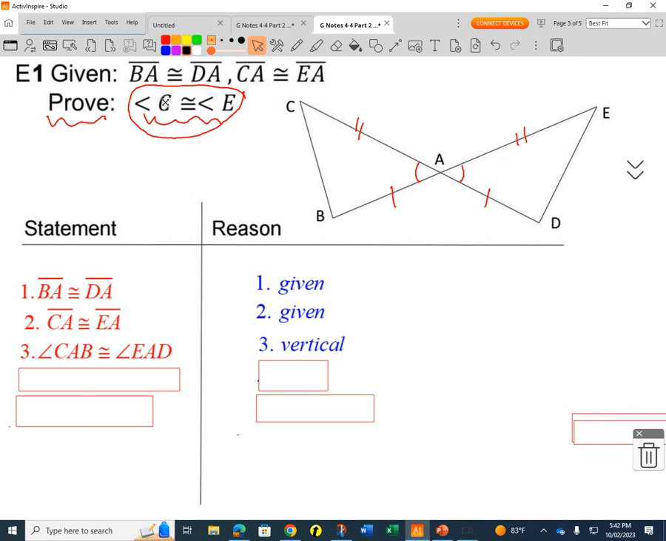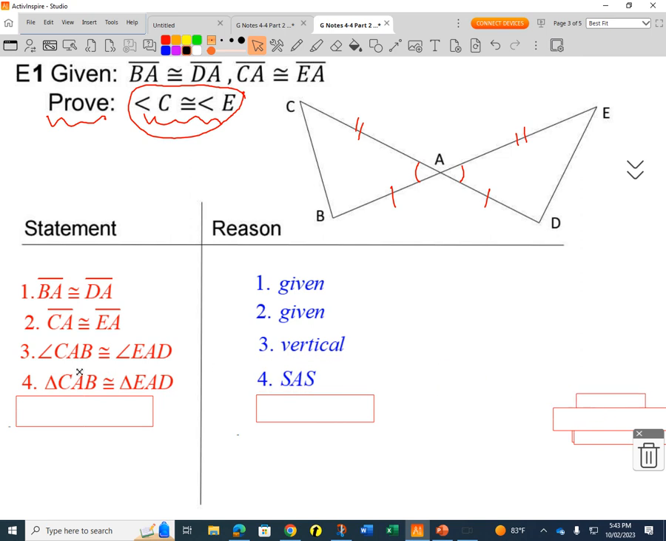Now, we want to prove that angle C is congruent to angle E. We don't have enough information to do that unless we can state that the triangles are congruent, and then angle C and angle E would be congruent because all parts of congruent triangles are congruent. So that's what we're going to do. We're going to say that triangle CAB is congruent to triangle EAD. And remember that side, angle, side, that's the included angle. But this is not our last statement. That's not what they asked us to prove. They asked us to prove that angle C is congruent to angle E. So that's what we're putting in our last statement.